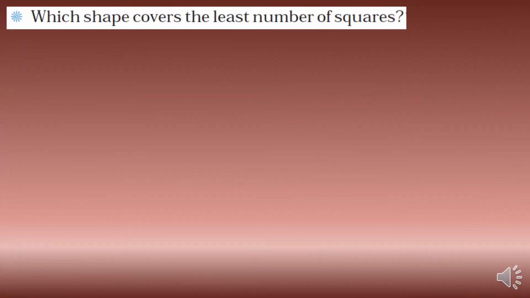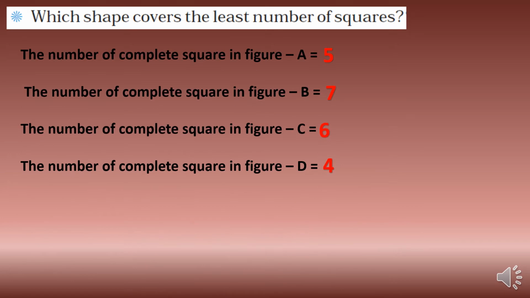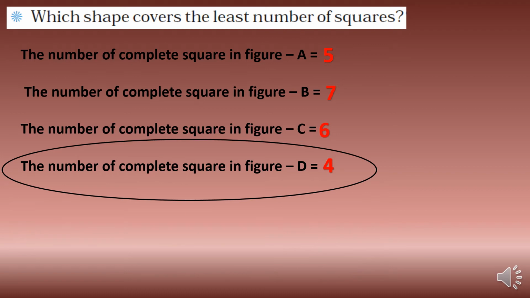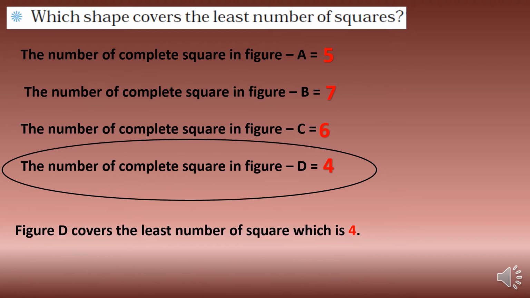Which shape covers the least number of squares? So out of all the 4 shapes, A, B, C, D, which shape covers the least number of squares? The number of complete squares in figure D is 4. So it is D. Figure D covers the least number of squares, which is 4.